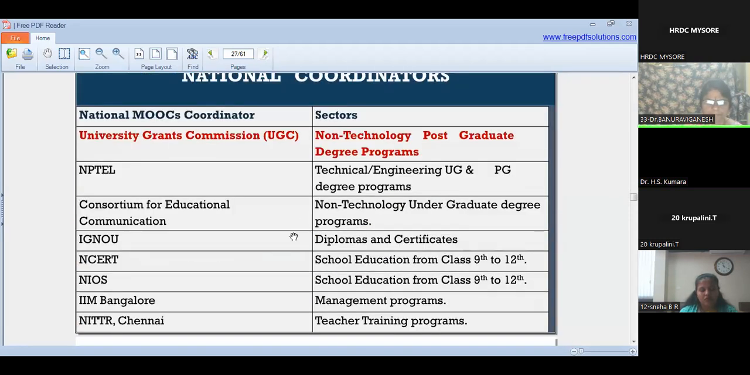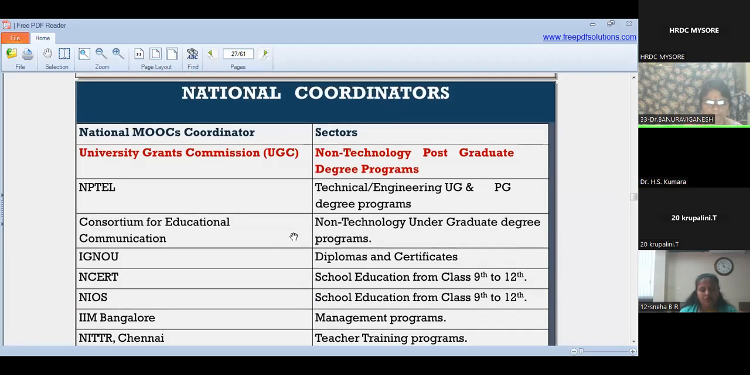Then looking at the national coordinators, we have nine national coordinators. University Grants Commission looks after the non-technical postgraduate degree programs. Then NPTEL handles technical engineering UG and PG degree programs. Again, NPTEL is working under the guidance of AICTE. Then again, the Consortium for Education Communication, which we call CEC, works under the guidance of the University Grants Commission for non-technical undergraduate degree programs.